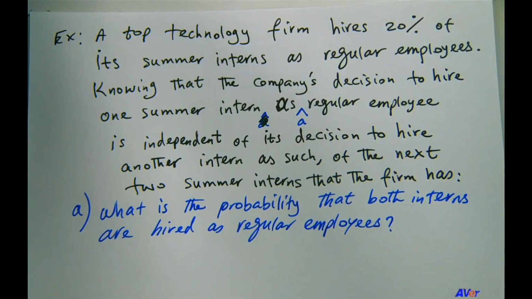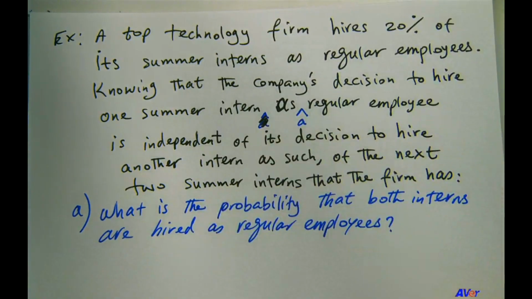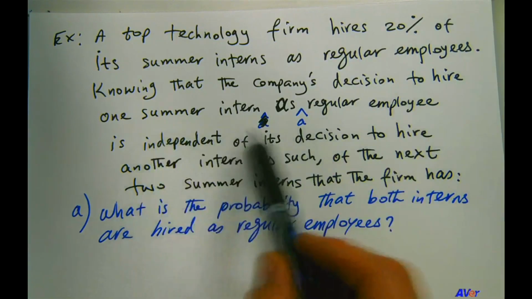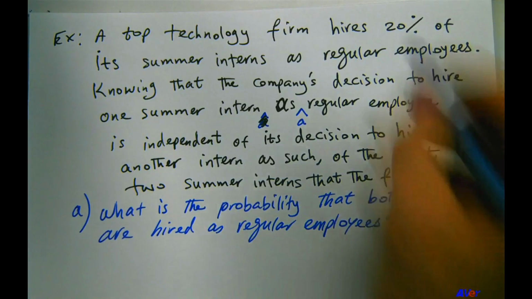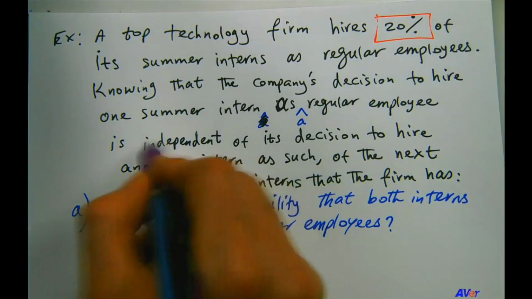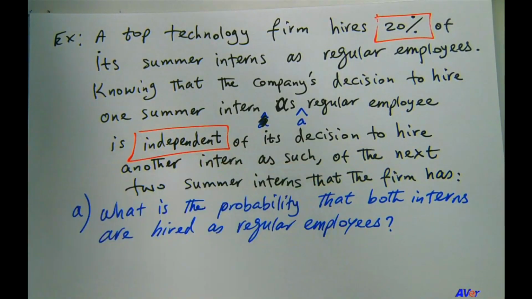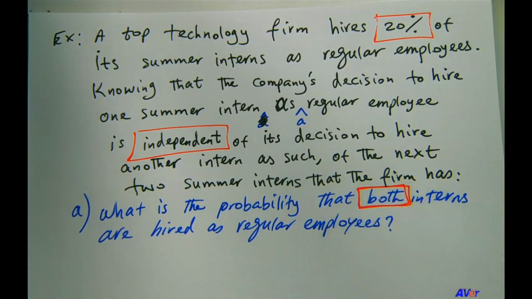Okay? All right, so we have a scenario here where we have a technology firm that hires only 20% of its summer hire interns as regular employees. Knowing that the company's decision to hire one summer intern as a regular employee is independent, these are important clues, right? That is an important number or quantity. This is an important clue. And finally, in the question itself, the word both is a very important part of that question.